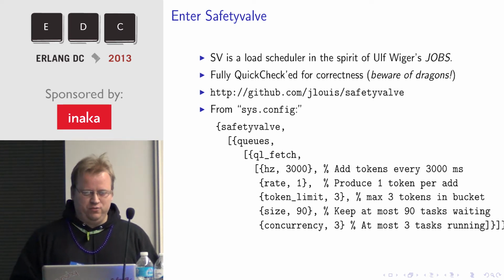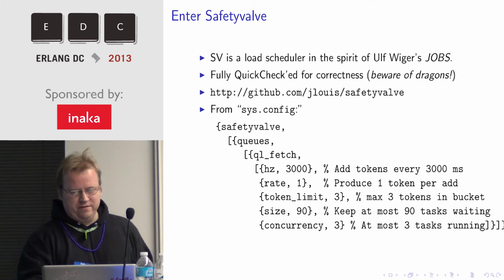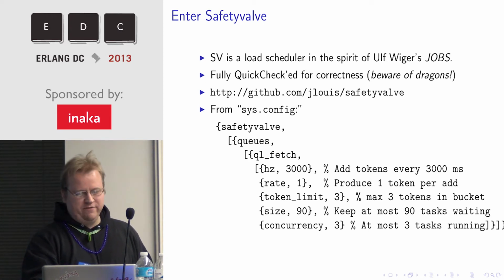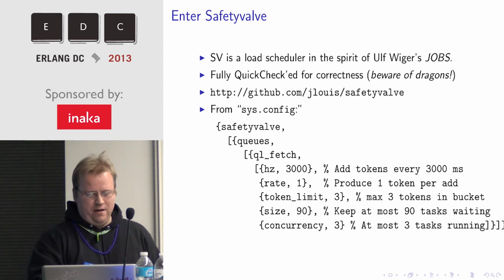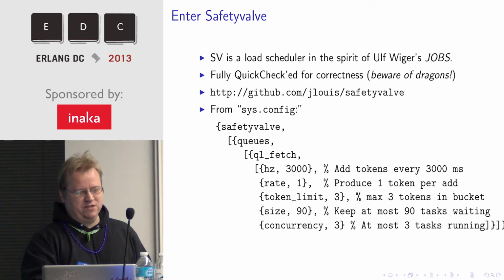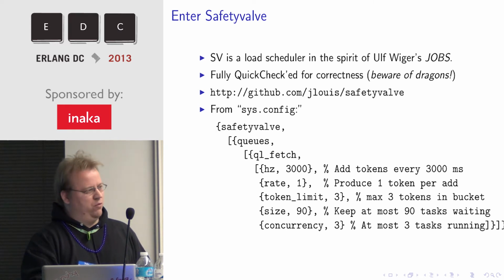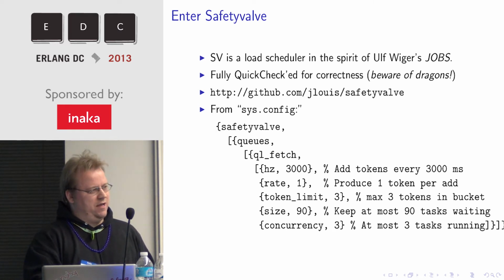So the idea is that you give it a configuration that says, every 3 seconds I want to have some tokens added. I want to have 1 token added per 3-second interval. At max, I want 3 tokens in the bucket. And the maximum size of things waiting on the bucket is 90. And at most, 3 things must be running against the server on the other end. So this is kind of like a rule set for how I want to have my load balanced against the Quick Lifecycle.